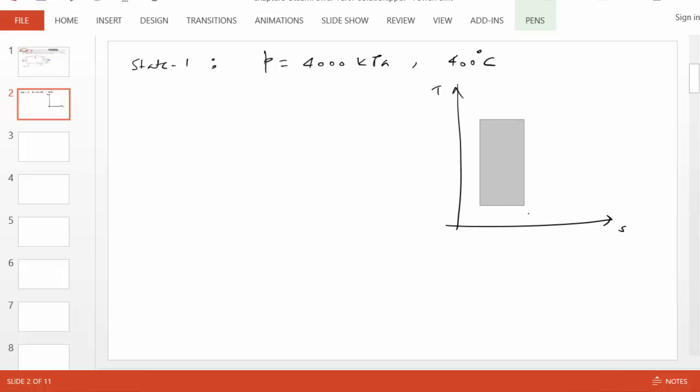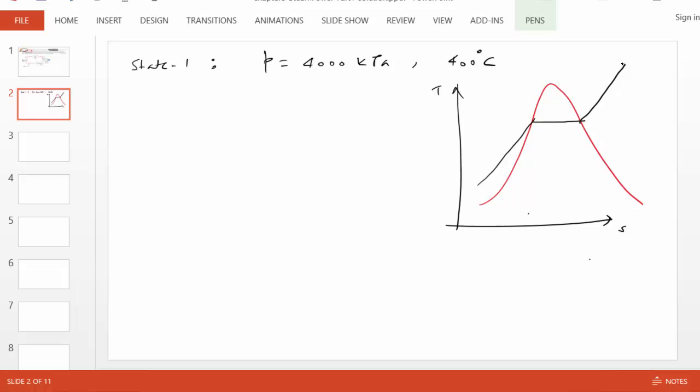is to draw the dome and do a constant pressure line on it. It's a very high pressure line, so it's 4000 kPa. So where would be state 1? We know this is the 4000 kPa line, so therefore the state must be somewhere on this black line, and wherever the temperature is 400 degrees Celsius.